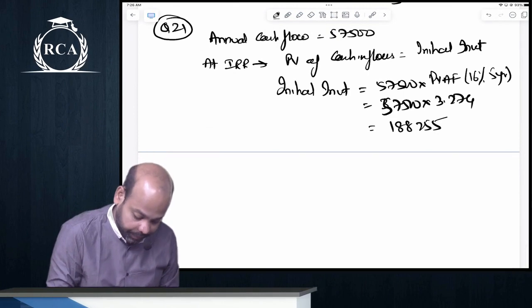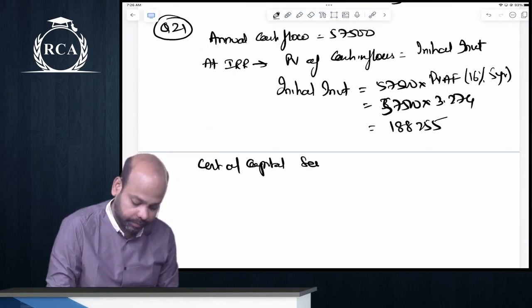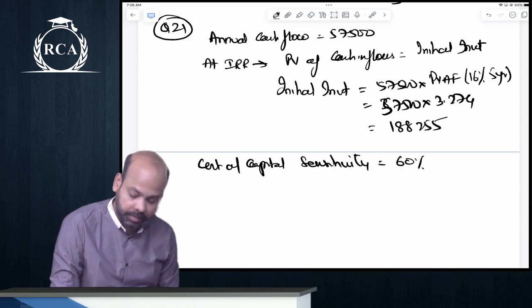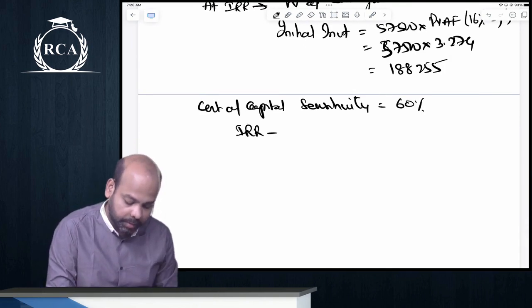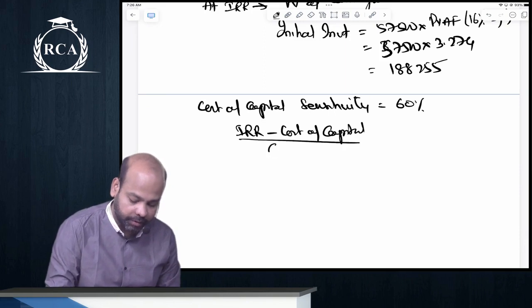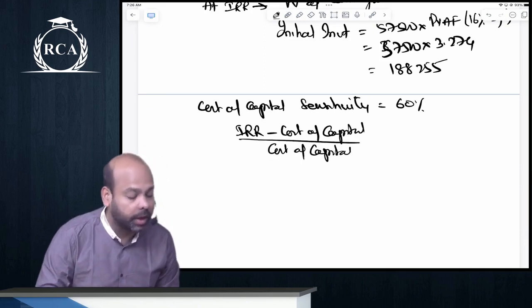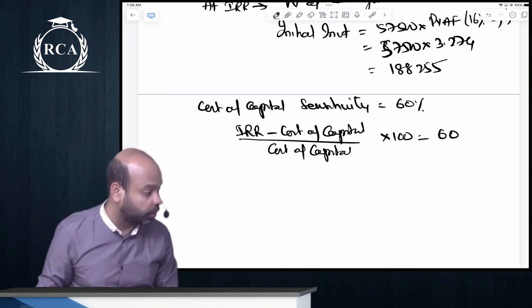Next, guys. Cost of capital sensitivity कितना है बेटा? Cost of capital sensitivity, beta, is 60%. How do you measure this, guys? IRR minus cost of capital divided by cost of capital. If you're equating it to 60%, then do not multiply by 100. If you're multiplying by 100, write it as equal to 60.